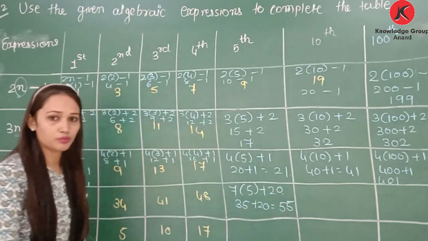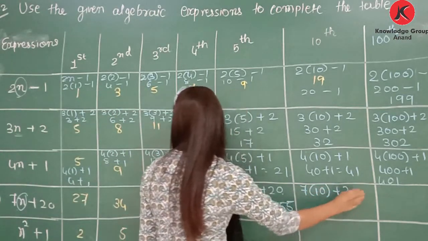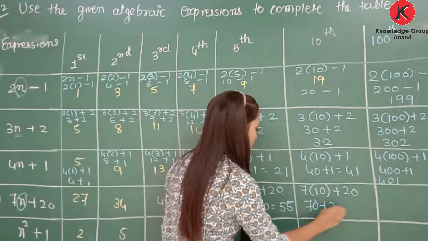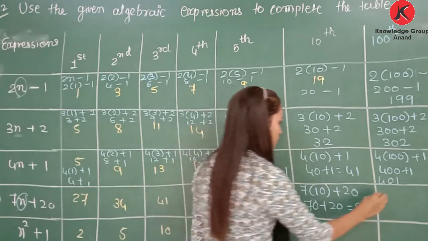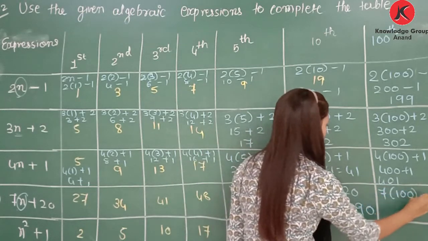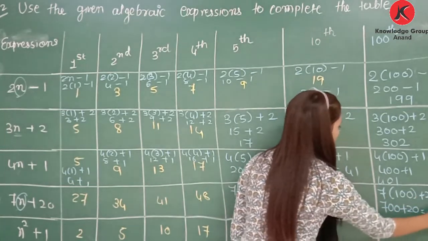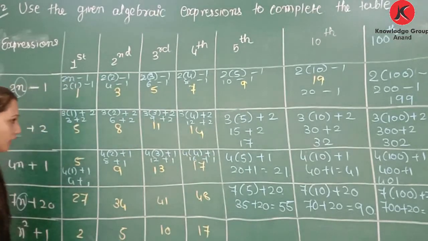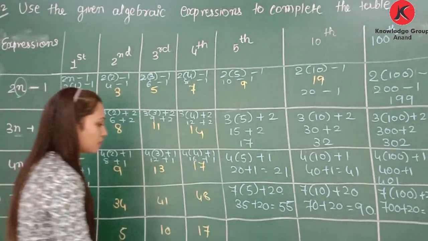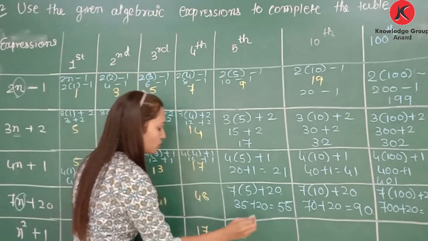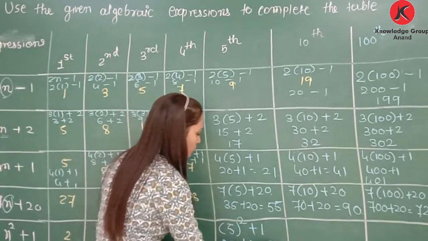So that is the fifth term. Now for the 10th term, 7 inside the bracket 10 plus 20. So 70 plus 20 is 90. For 100, 7 multiply 100 plus 20. So 700 plus 20 is 720. Now next, n square plus 1. So how can we get the fifth term? N square means for the fifth term we need to write 5 as n. So 5 square plus 1, 25 plus 1 is 26.